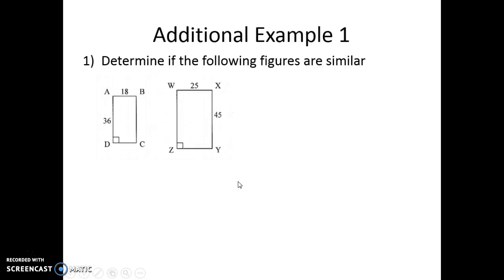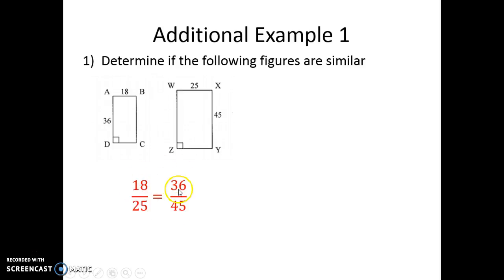All right, so take a look at your additional example sheet. Number 1 says determine if the following figures are similar. So we can see some measurements here, 18 by 36, and then the other rectangle is 25 by 45. So there's two ways we could set this up. We could compare the widths, 18 and 25 in one fraction, and 36 and 45 in the other.